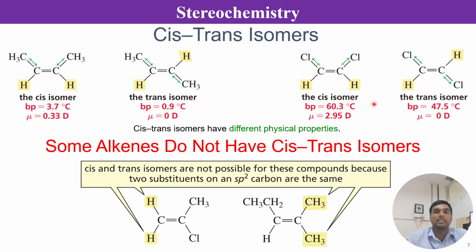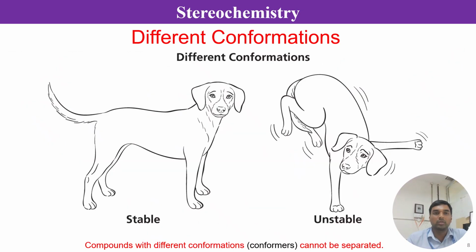Similarly, for cis- and trans-1,2-dichloroethylene, you can see they have different properties. However, not all alkenes can give cis or trans isomers, because the minimum condition is that each doubly bonded carbon atom should be attached to two different groups. So that's why they are not cis-trans isomers.